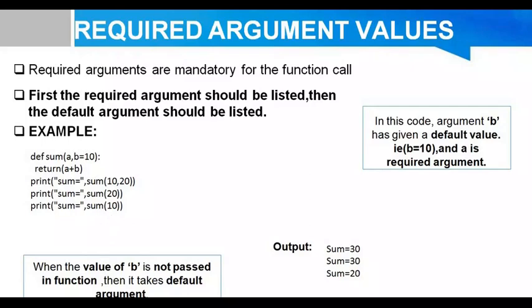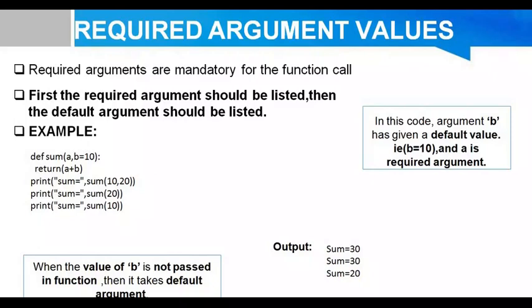And in this particular code, argument b has been given a default value, that is 10, and a is a required argument. So in this example, a default argument as well as a required argument has been used. Let me show the practical of this side by side, so that you can understand easily how it works.